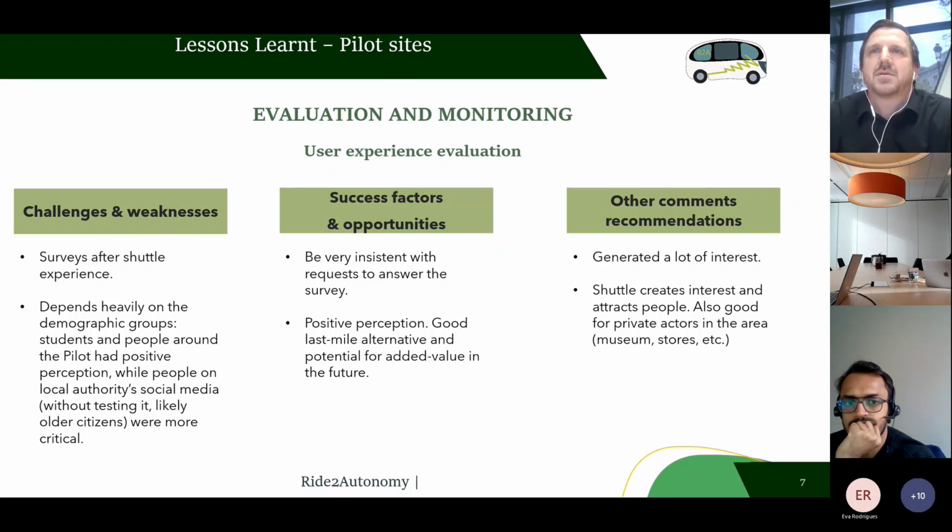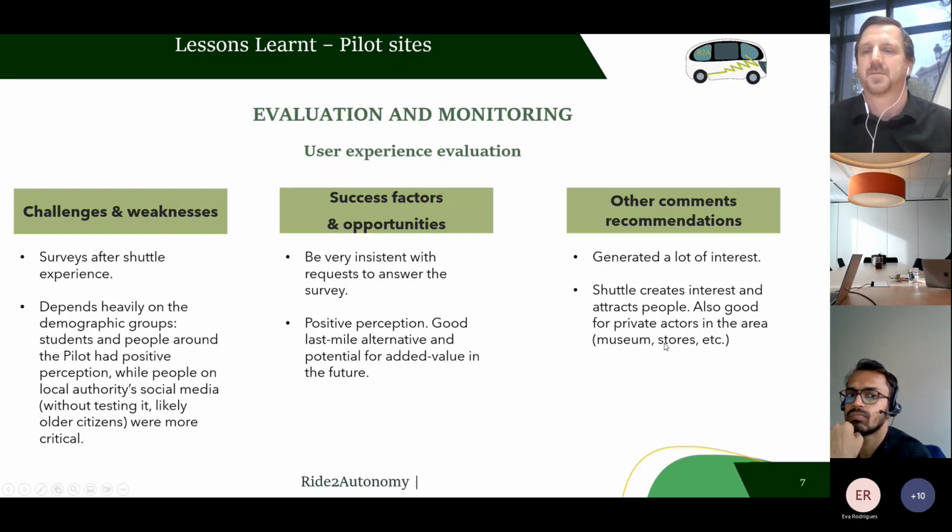Positive perception. It was a good last mile alternative. So I know there were some comments about aligning the timing of the shuttles, but yeah, the people that actually took the service seemed to really appreciate it. Generated a lot of interest, and good for private actors in the area, the local shops.